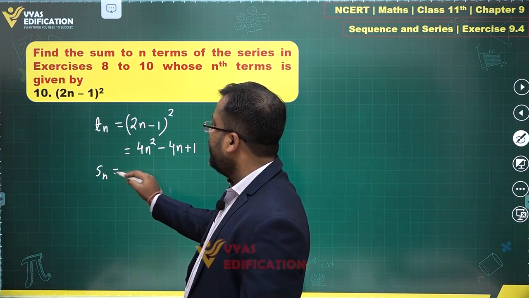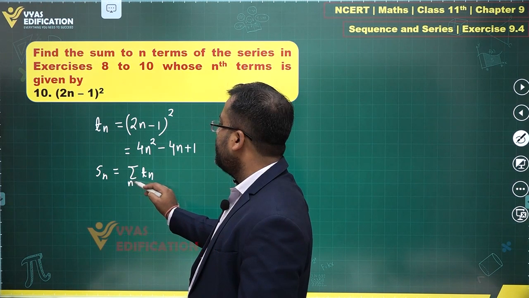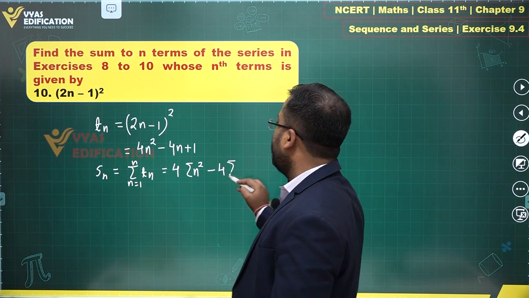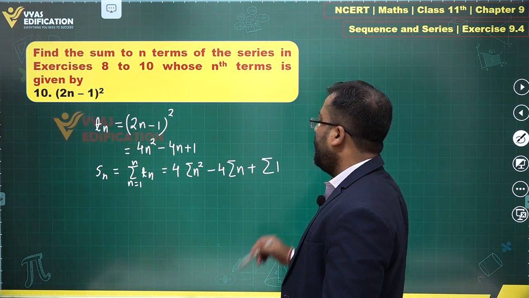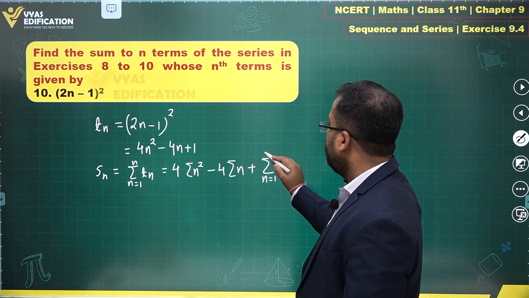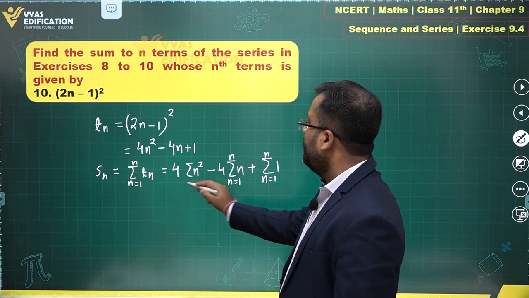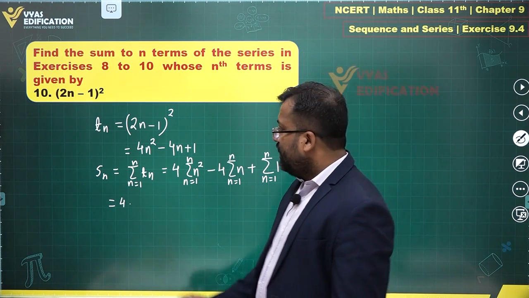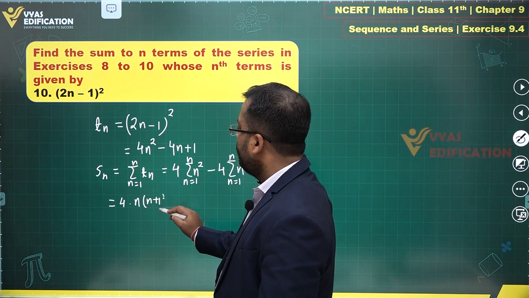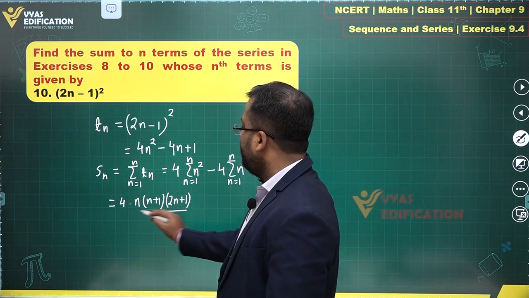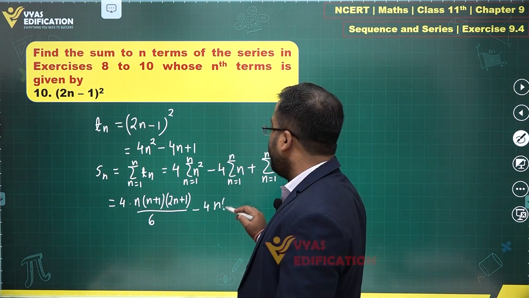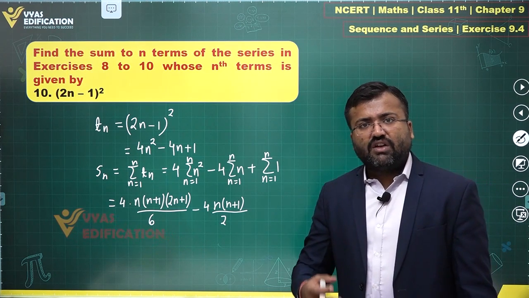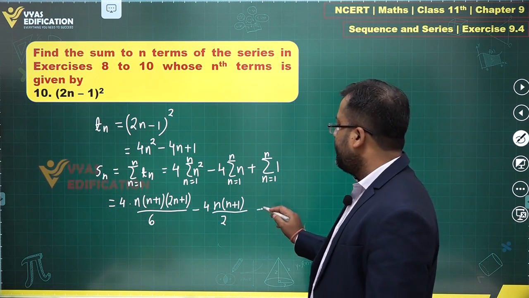And I can find Sn by writing sigma Tn from n equals 1 to n, which is 4 times sigma n square minus 4 times sigma n plus sigma 1. What is that? 4 times sigma n square will be n plus 1, 2n plus 1 over 6, minus 4 times n plus 1 by 2. And what is the sigma 1? That's 1, 1, 1, 1, 1. How many times? n times. That's simply n.